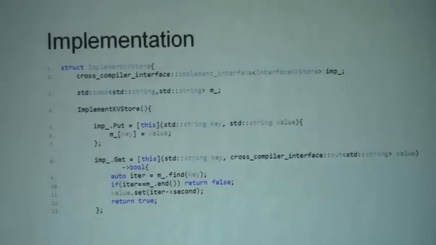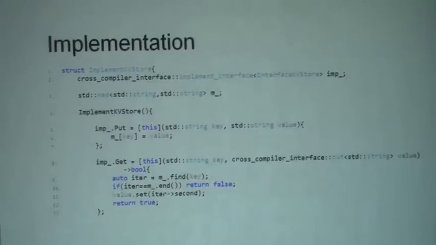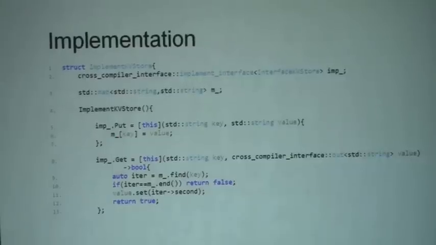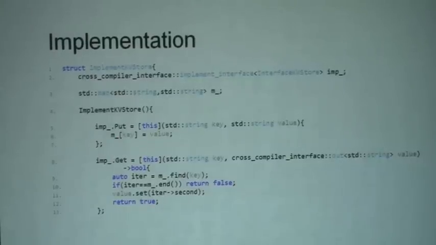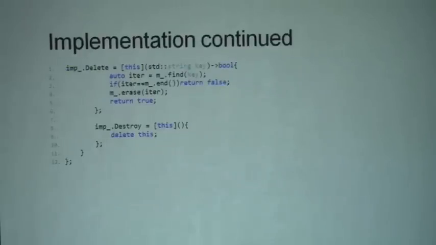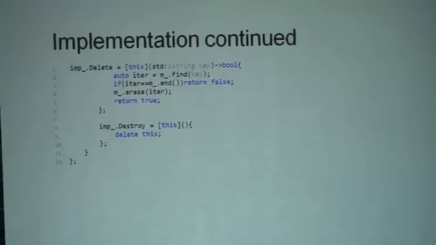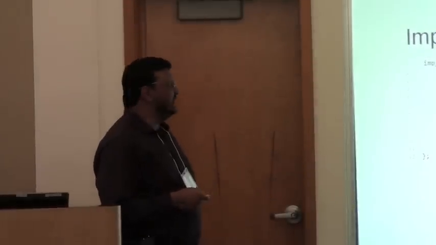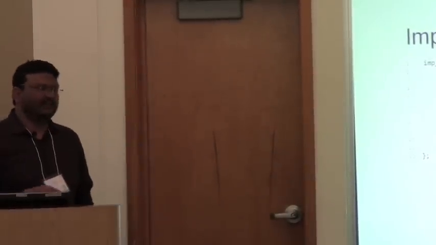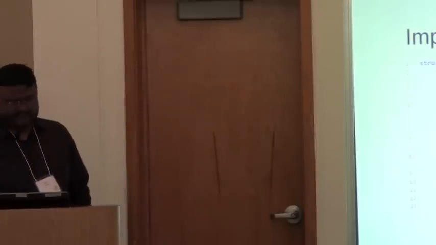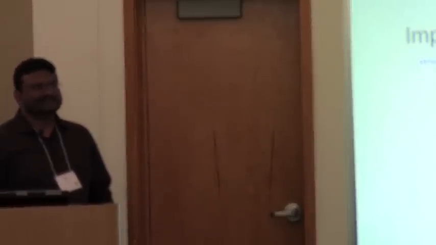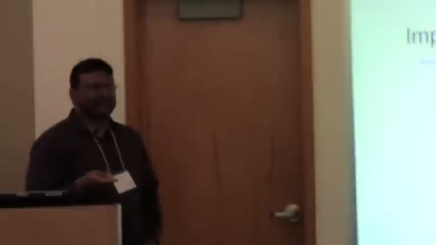All right, so here's how our implementation looks. In your constructor, basically assign it a lambda. This key value, get: find it. If it's not found, return false, otherwise set the value and return true. Delete: find, and if we can't find it, return false. Otherwise, erase it and return true. If any of this throws an exception, it'll get trapped and handled back on the client side. It's a lot like what people do in JavaScript, in terms of defining classes in JavaScript, where you've got the functions and you just assign to them.